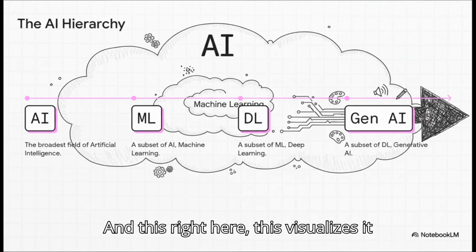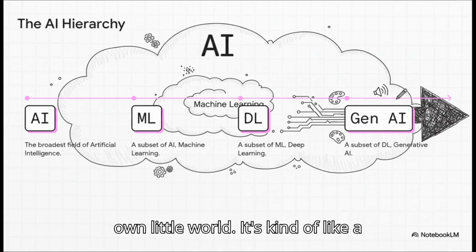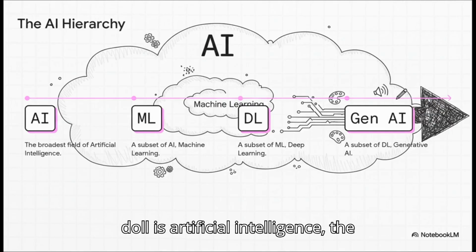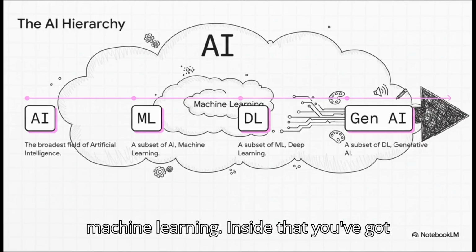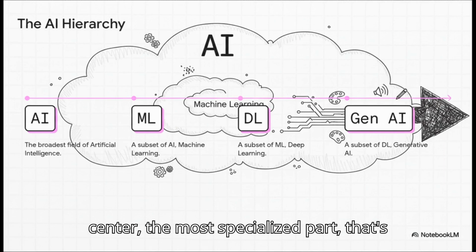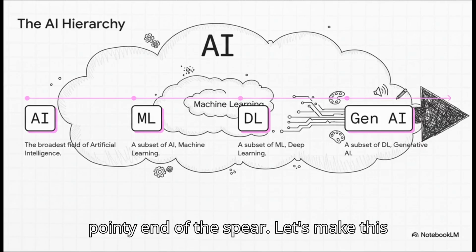And this right here? This visualizes it perfectly. Generative AI isn't off in its own little world. It's kind of like a set of Russian nesting dolls. The biggest doll is artificial intelligence, the whole shebang. Open that up and you find machine learning. Inside that, you've got deep learning. And then, at the very center, the most specialized part, that's our guy, generative AI. It's right at the pointy end of the spear.